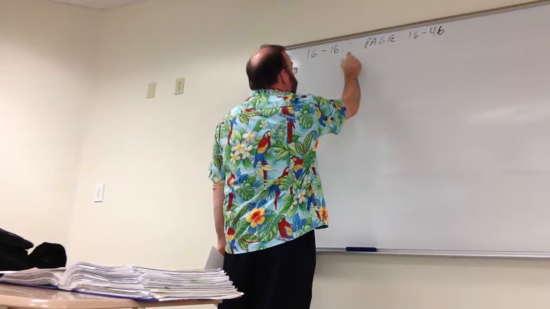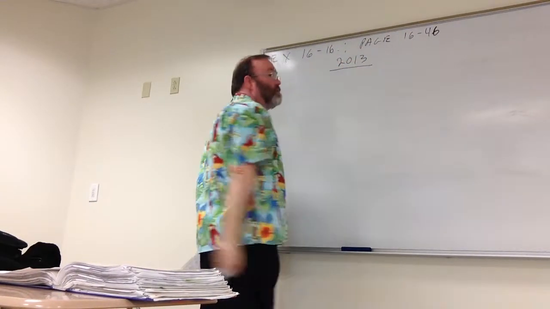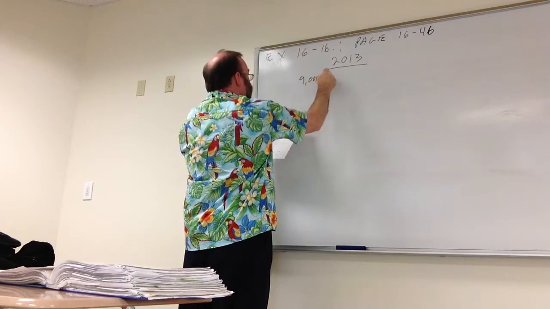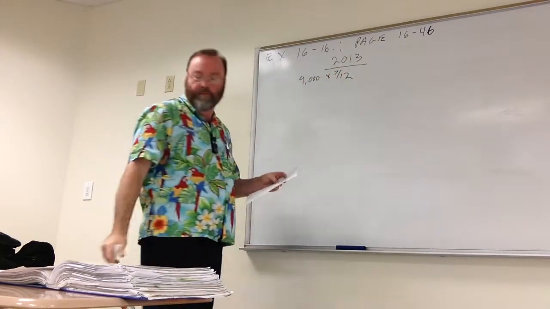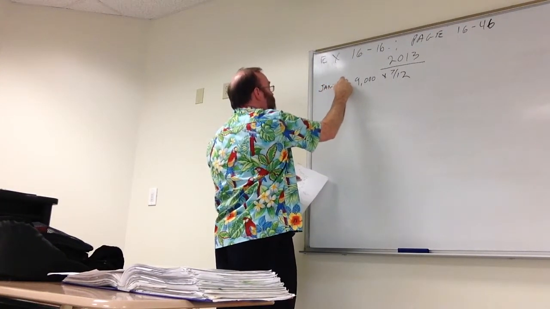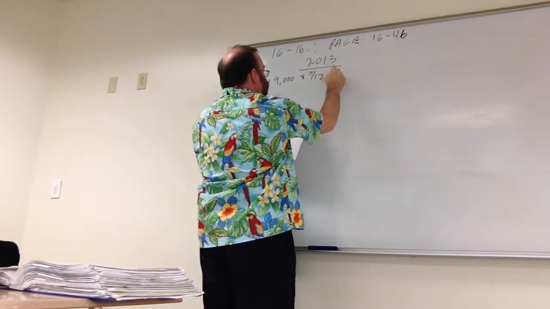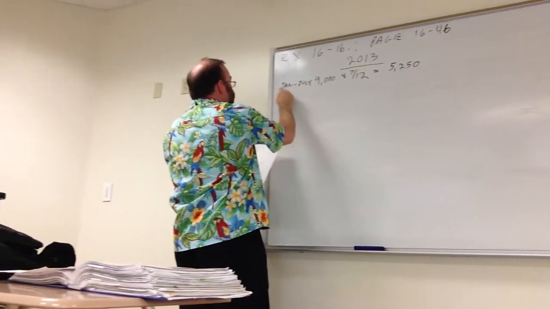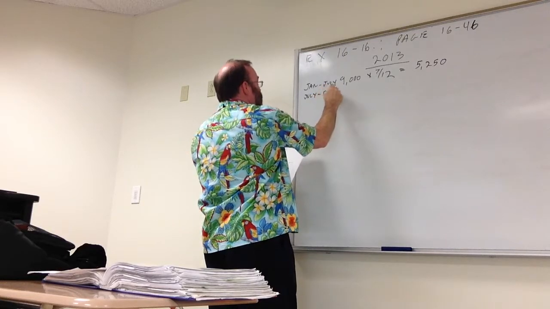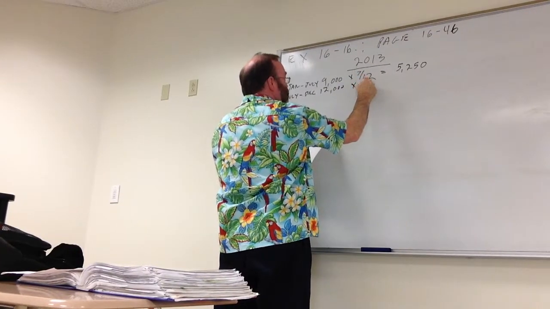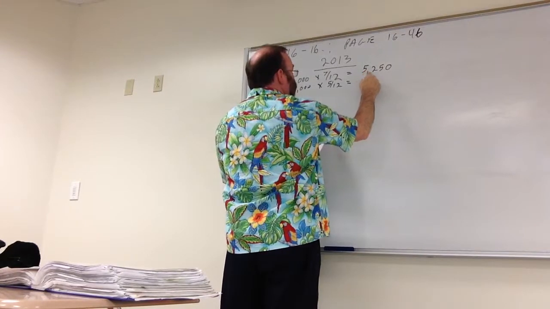So we'll start by calculating 2013. All right? So we have 9,000 shares for 7/12, because that's from January to July. So that's 5,250. And then from July to December, we actually have 12,000 shares for the remaining 5/12 of the year. 5,000 shares.